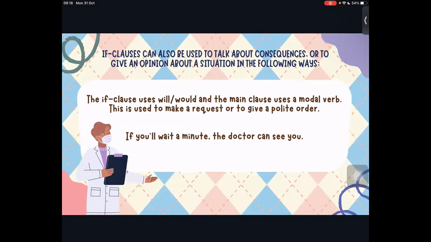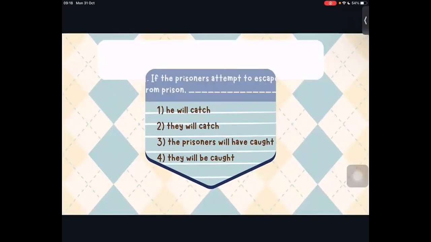The if clause uses will or would, and the main clause uses a modal verb. This is used to make a request or to give a polite order. If you will wait a minute, the doctor can see you. Next is the exercise.